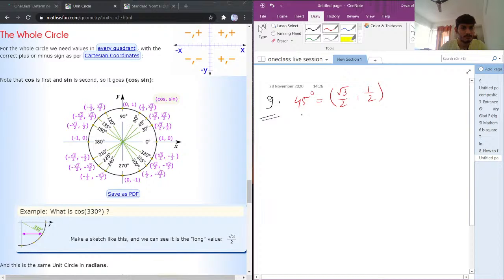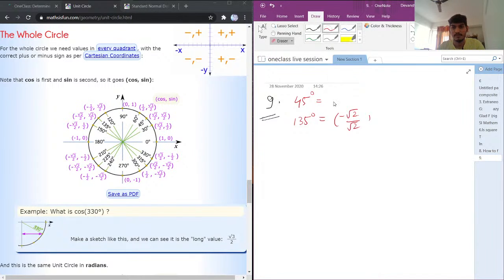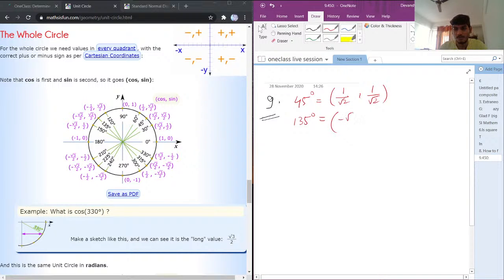For 135 degrees we have negative of root 2 by root 2 and root 2 by root 2, right? For 45 it is root 2 by root 2. I made a mistake here. That's why I was wondering why it looked a bit weird. It is basically 1 by root 2 comma 1 by root 2. And for 135 it is negative of root 2 by 2 comma root 2 by 2.